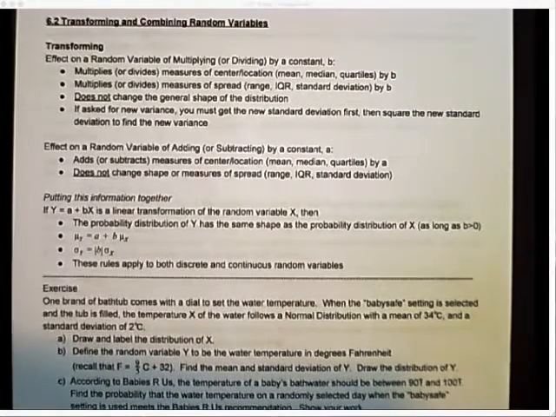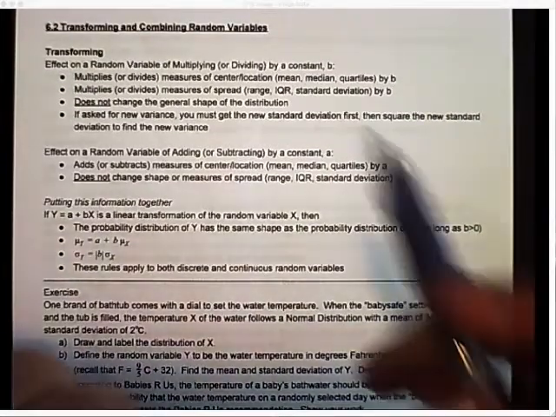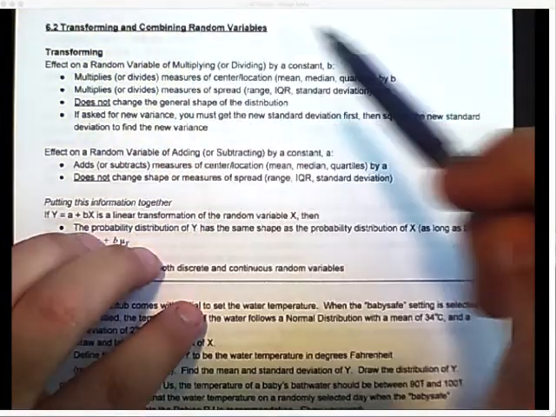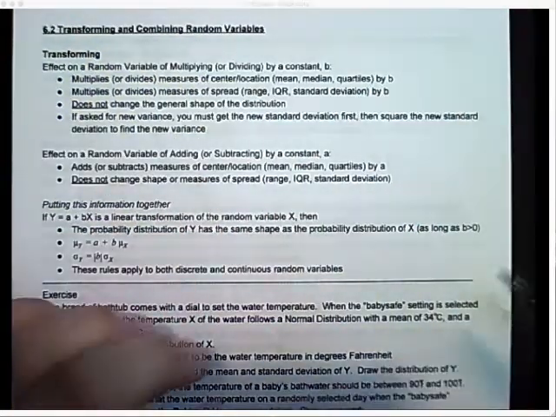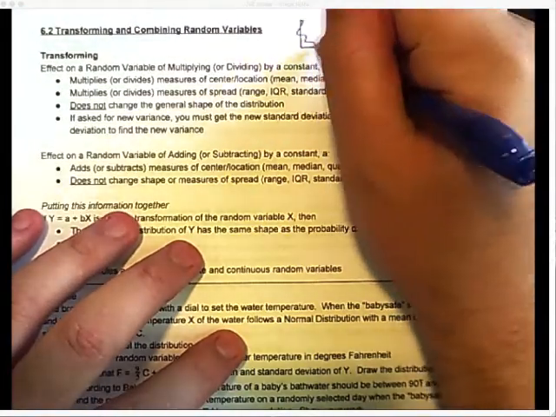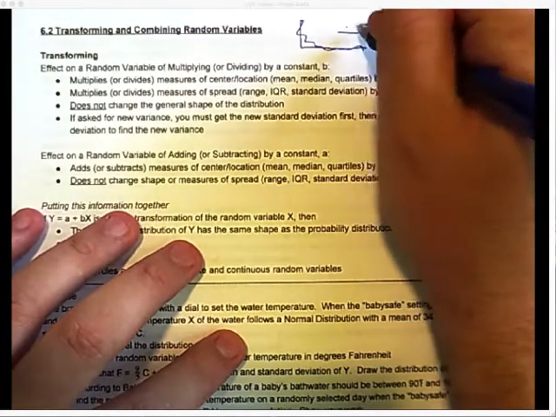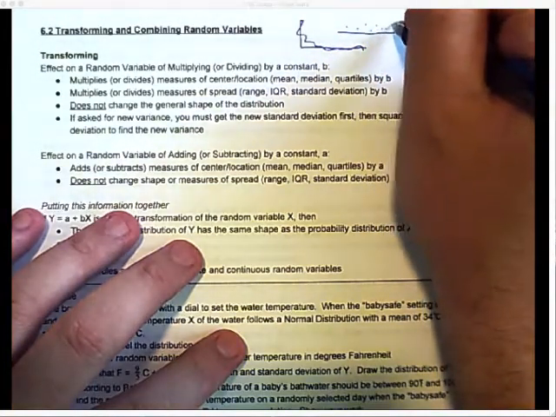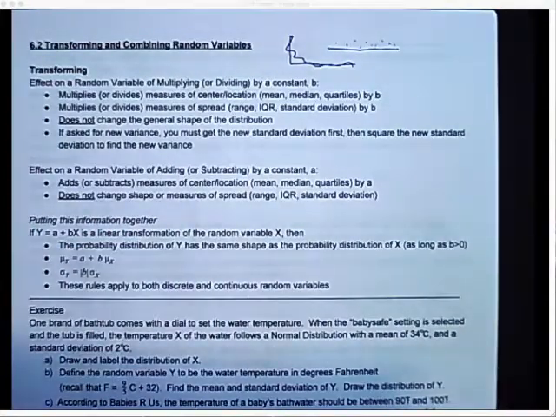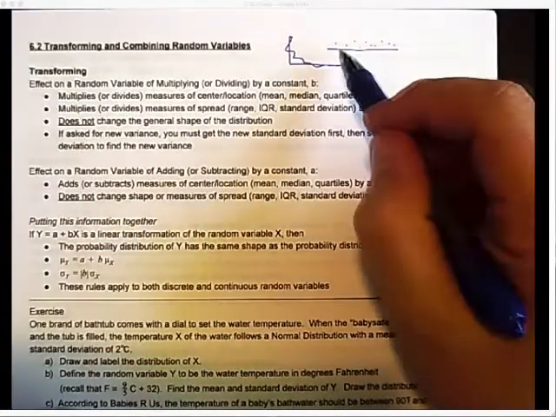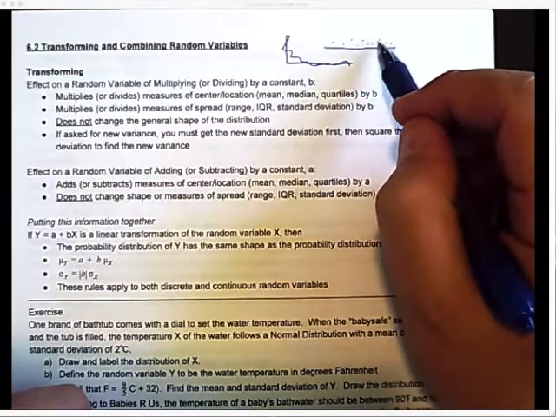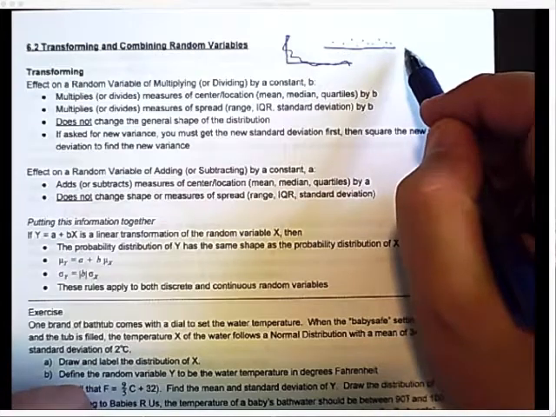Alright guys, we're going to move on to section 6.2, transforming and combining random variables. A few chapters back, I think we did an example where we had a dot plot. I think it was scores on a test, and we talked about what happens if I add 10 points to everybody's score. Well, it just shifts it 10 units to the right.